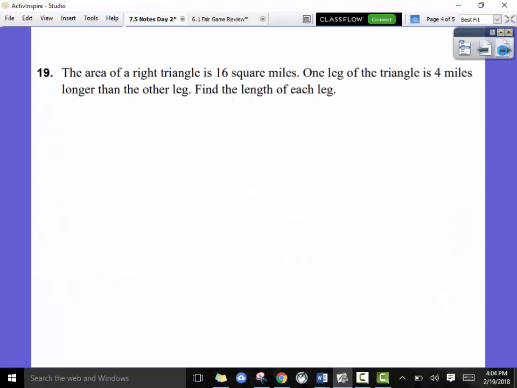Okay, one more that we're going to look at. A little bit of an application one here. So the area of a right triangle is 16 square miles. One leg of the triangle is 4 miles longer than the other leg. Find the length of each leg.